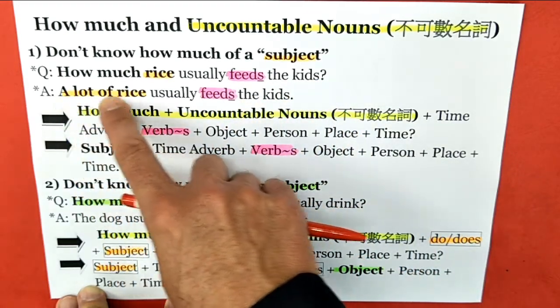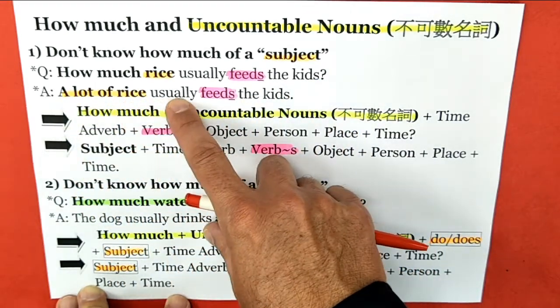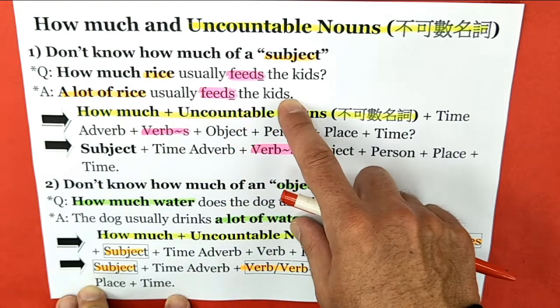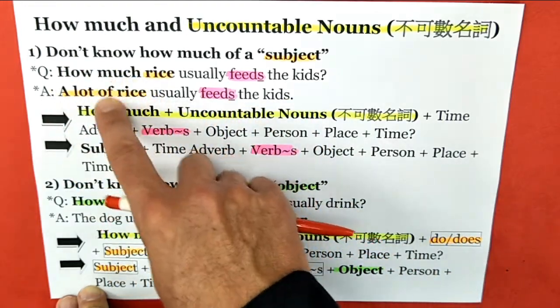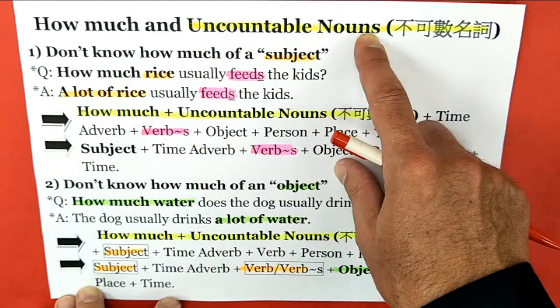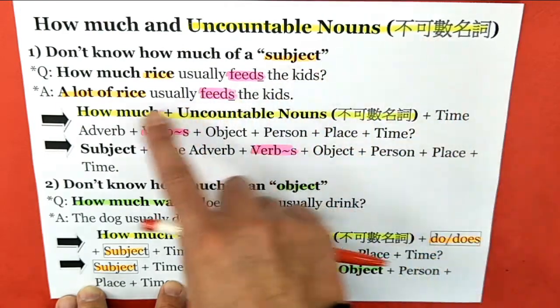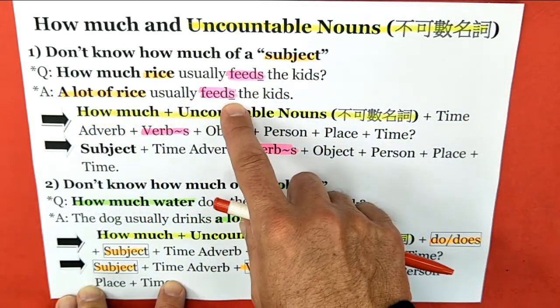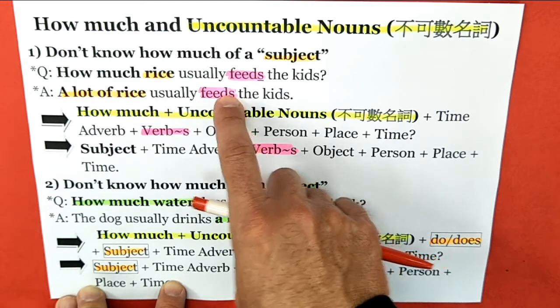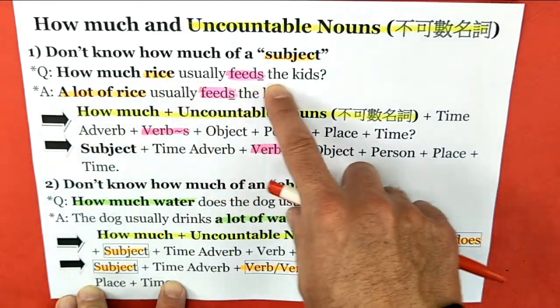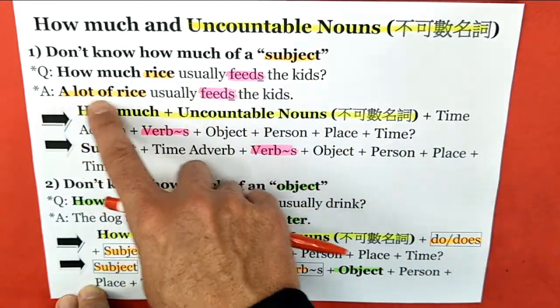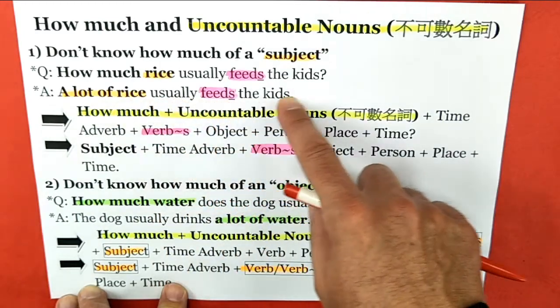Answer: A lot of rice usually feeds the kids. Look at that. The subject is an uncountable noun, no plural, so the verb is plus S. How much rice usually feeds the kids? A lot of rice usually feeds the kids.